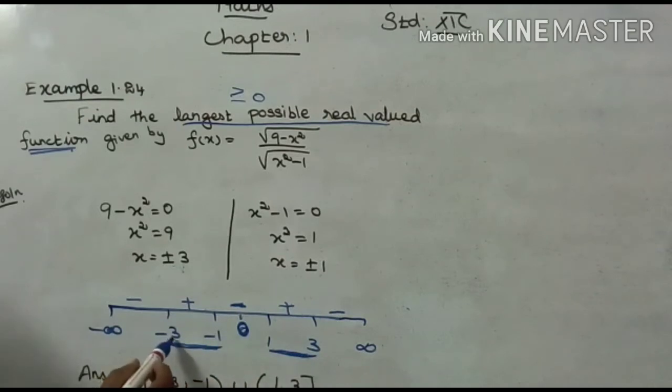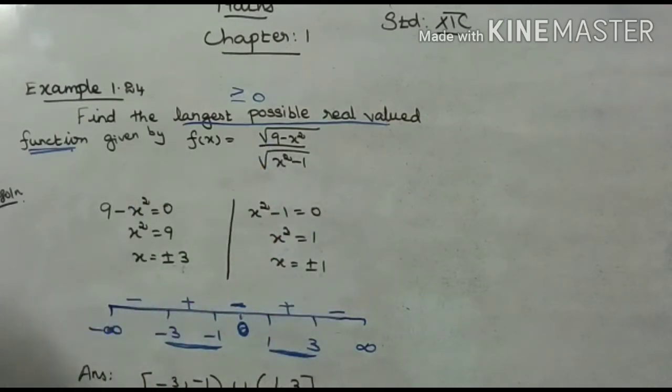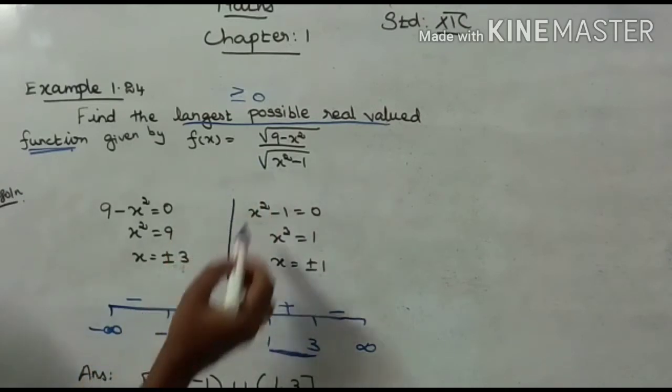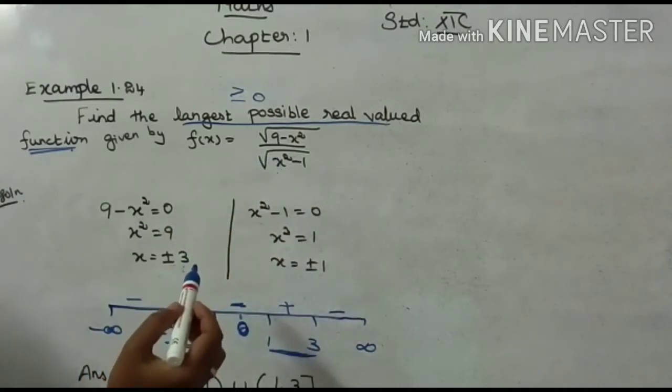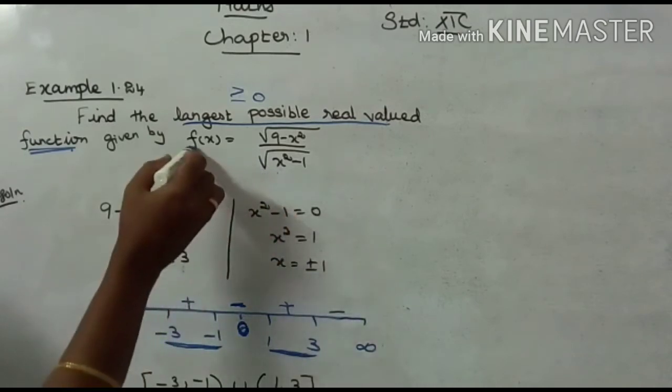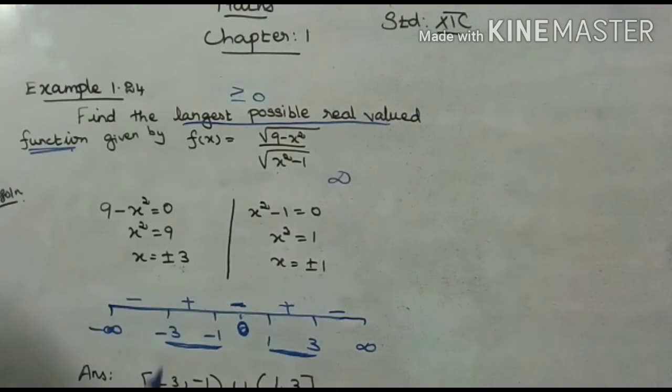Listen: if you substitute minus 3 here, we get the numerator equal to 0, that is no problem, f of x equals 0. But if you substitute minus 1 in this function, the denominator is equal to 0. Then the f of x value is indeterminate, that is, not defined. So you don't include this minus 1, so I will use an open interval here.